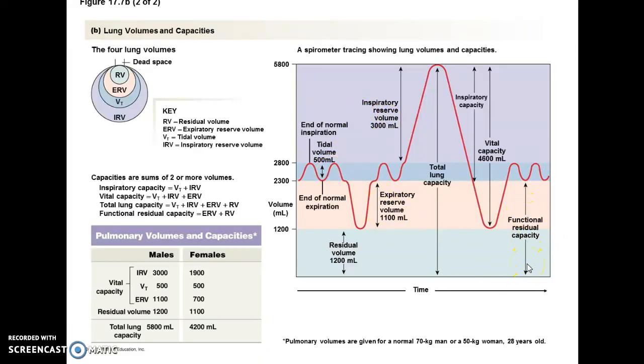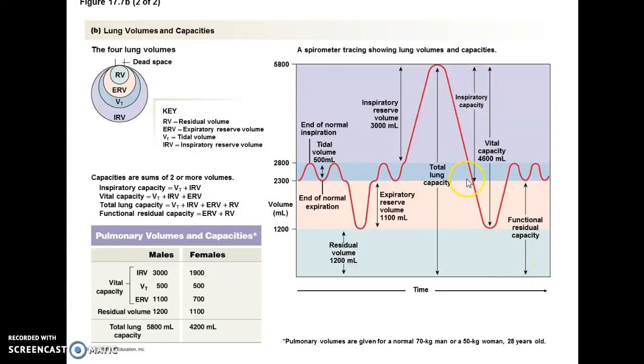Functional residual capacity is a really good one because it is ERV plus RV. During normal quiet breathing, remember tidal volume is normal breathing, this is the amount of air that actually stays in our lungs.